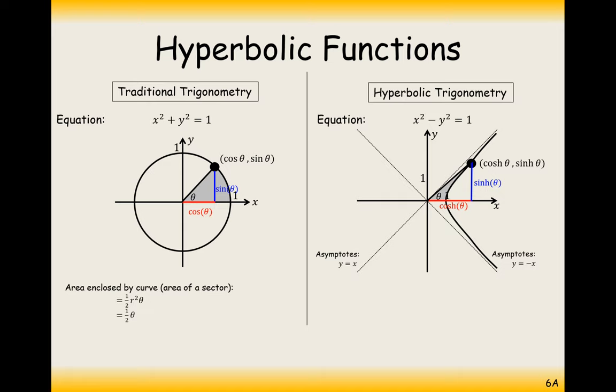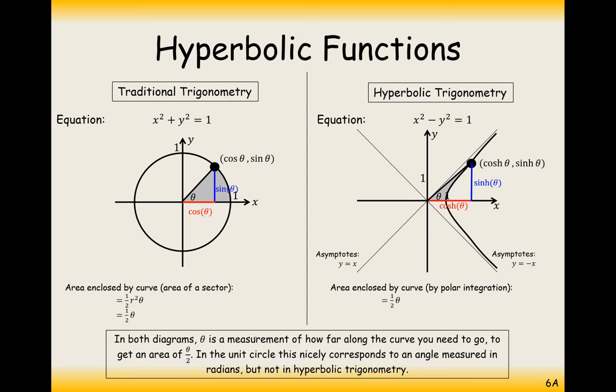Now the link between traditional trigonometry and hyperbolic trigonometry is that the grey area over this right-hand side as well is also a half theta. It's a bit more complicated to show it. You'd have to use some polar integration to show it, but this is also a half theta. So actually, this is not really an angle at all. It's just the point along the line which will give us an area of a half theta. So stop thinking about angles when it comes to hyperbolic trigonometry. Rather, it's more of a parameter that will give an area of one half theta.